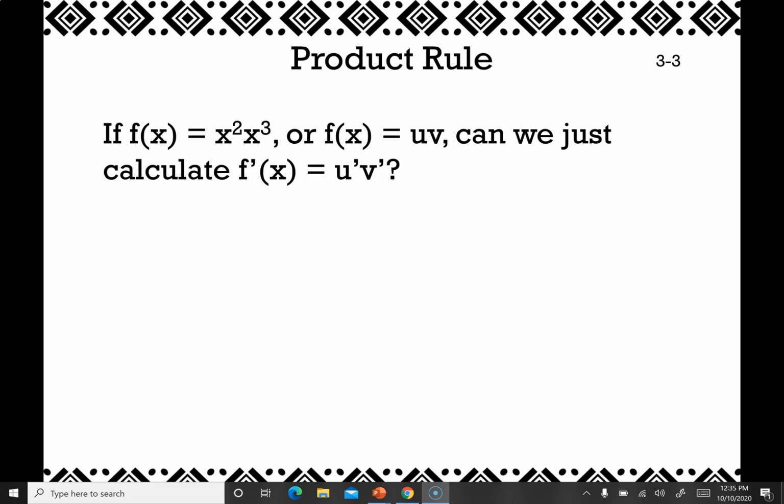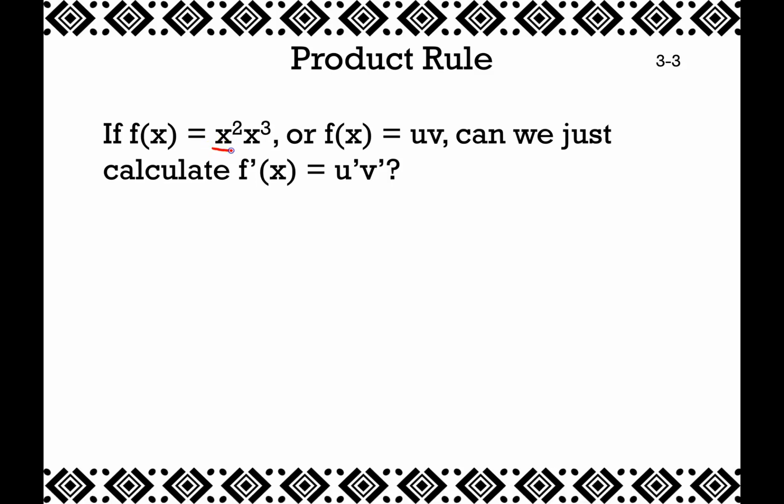equals u times v, where this here would be the u and this here would be the v, so it's u times v. Can we just calculate f prime of x as being u prime v prime? So I'm wondering if I have f of x equals x squared x cubed, can I just say that f prime of x is going to be equal to the derivative of the u, or the first term, which would be what? 2x squared. I'll put a question mark here because we're not sure it's true.